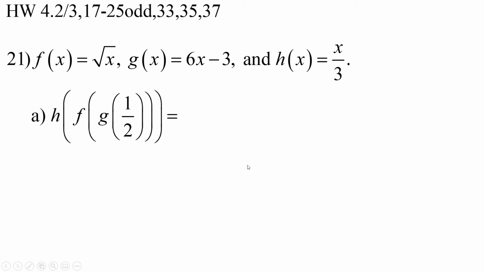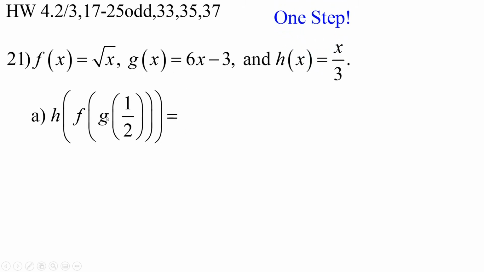Okay, number 21. We have the same three functions, f of x, g of x, and h of x. And first they're asking us, what is h of f of g of 1/2, a double composite with an input initially of 1/2. Now, we're going to get a number here for an output, not a function, because we have this input of 1/2. And I think we can probably do a little arithmetic in our head and do this whole thing in one step.